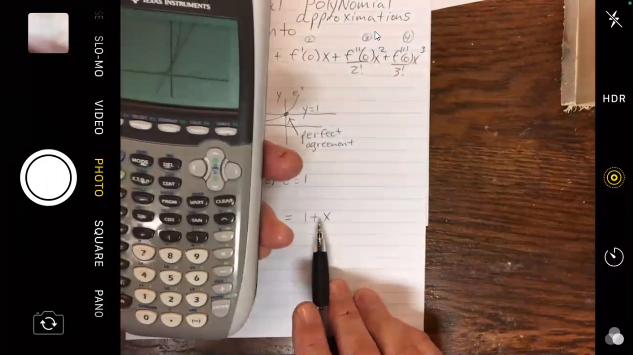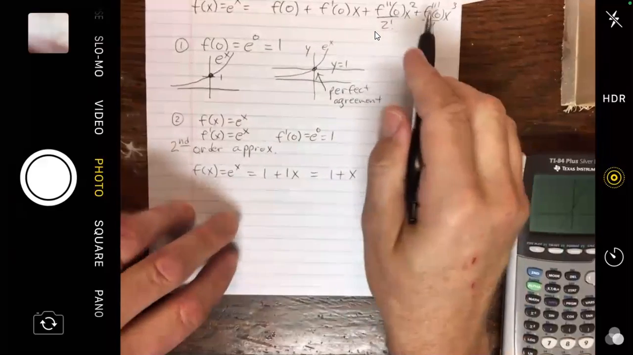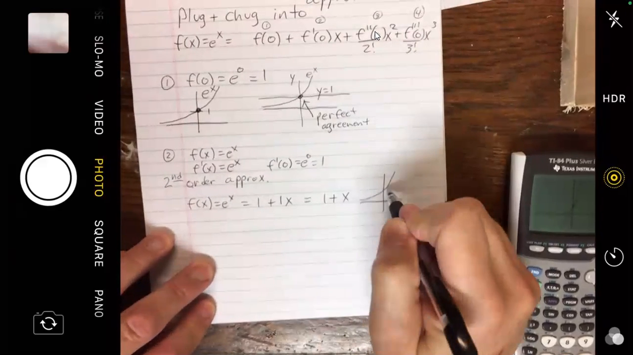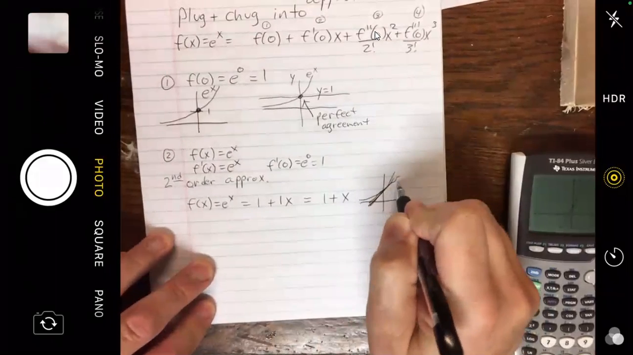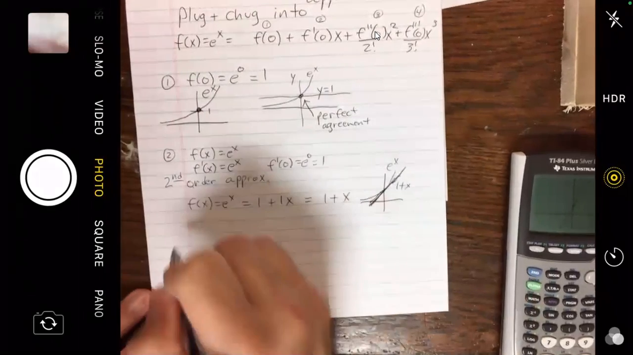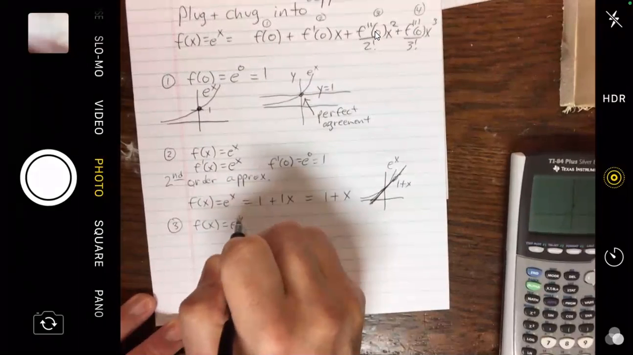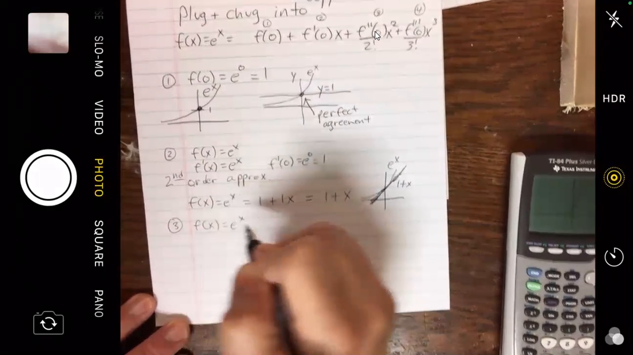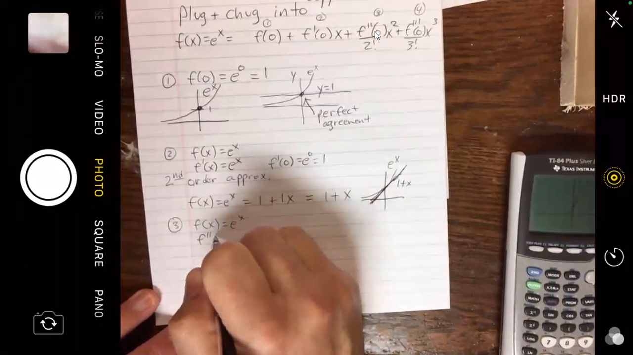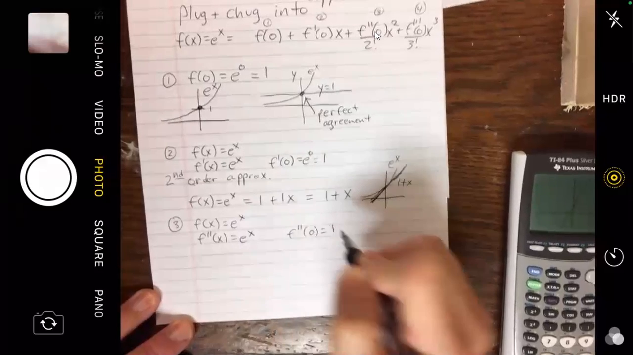Yeah. Okay, let's add on another piece. So as you add on more pieces, you get a wider and wider area. So let's add on a third piece. So f of x is e to the x. I know f prime of x is e to the x, so f double prime of x is also e to the x. F double prime of 0 equals 1.